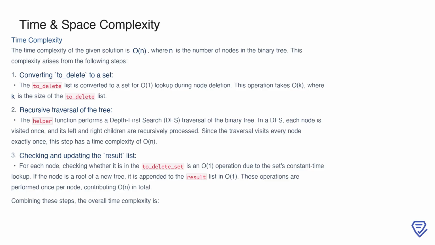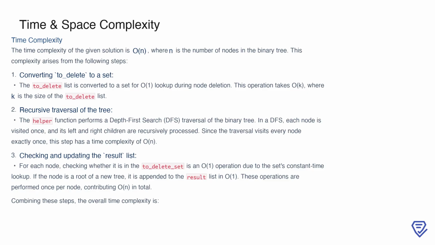In this traversal, each node is visited exactly once, and its left and right children are processed recursively. This contributes a time complexity of O(n), since all nodes are visited only once. Additionally, for each node, we check if it exists in the to_delete_ set, which is an O(1) operation due to the efficiency of sets. If the node is the root of a new tree, it is added to the result list, which is also an O(1) operation. These operations are performed for every node, so they collectively contribute another O(n).